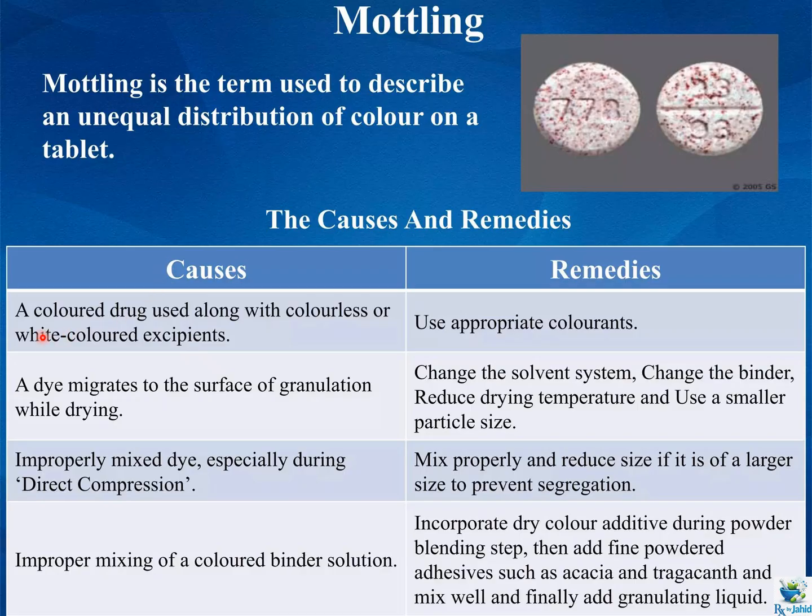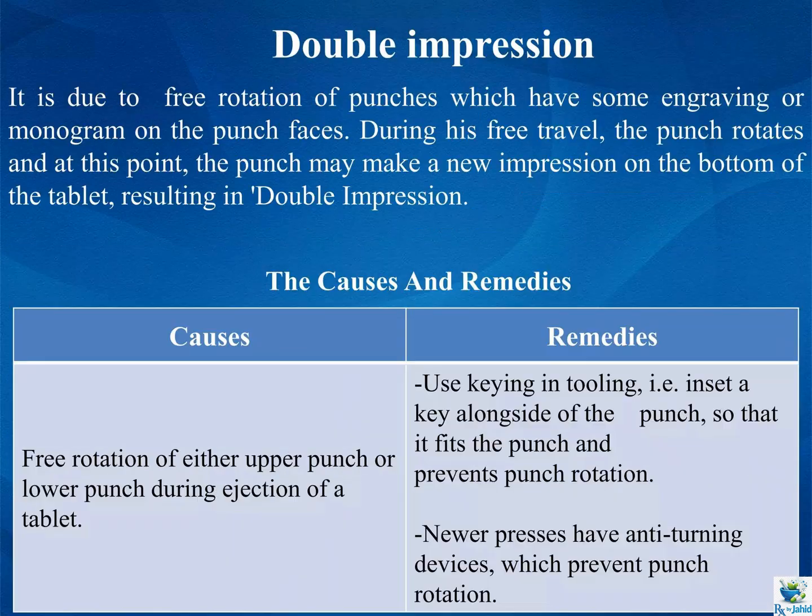So the causes include a colored drug used along with colorless or white color excipient. A dye migrates to the surface of granulation while drying. Improperly mixed dye, especially during direct compression. Improper mixing of a colored binder solution. So we can easily understand that if the coloring material is not compatible with our tableting materials, or if the coloring material is not uniformly distributed throughout the tablet material, then this problem can happen.